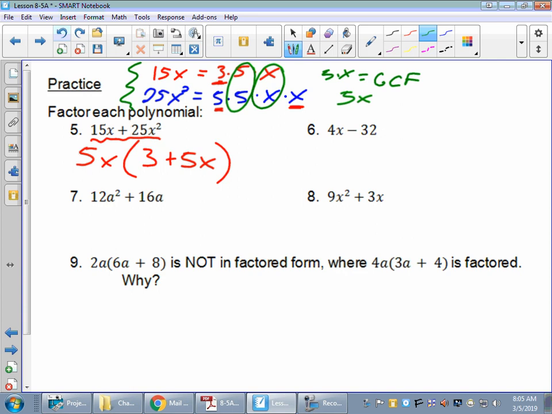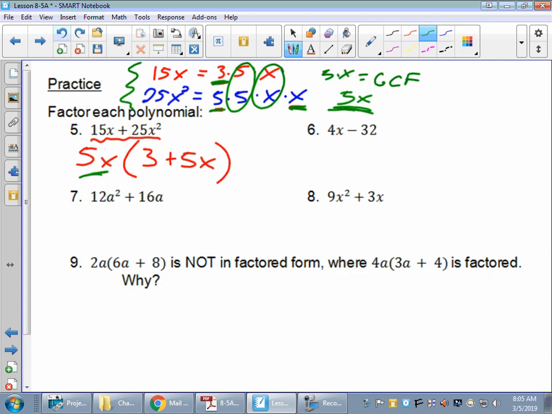Once you find your GCF of 5x, that goes on the outside, and then whatever's left over. The top one, you've got a 3, and the bottom one, you've got a 5 times an x, and that gives you your answer. So let's look at number 7 then, just to make sure that we've got this one going. Okay? Let's make sure.